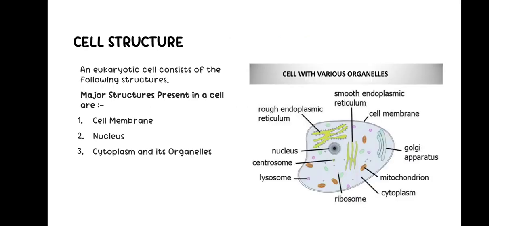Cell structure. A eukaryotic cell consists of the following structures. Human cells are eukaryotic cells. The major structures present in a cell are the cell membrane, nucleus, cytoplasm and its organelles. The cell membrane is the outer covering of the cell. The nucleus is mainly present near the center of the cell, and the cytoplasm is the fluid present inside the cell, along with other organelles.